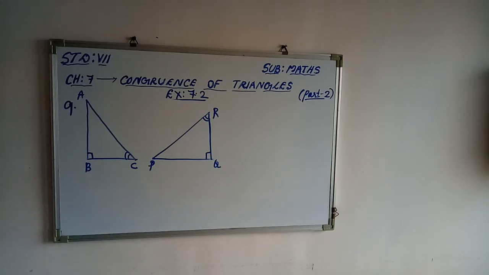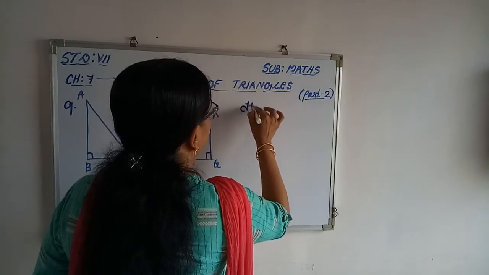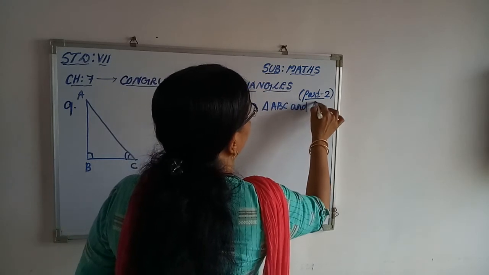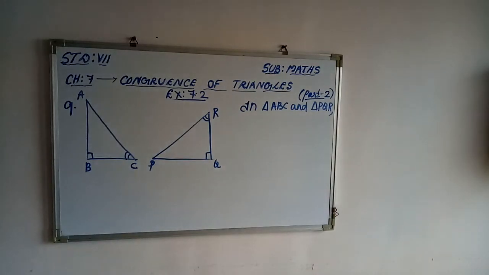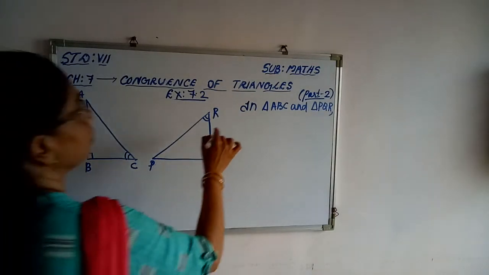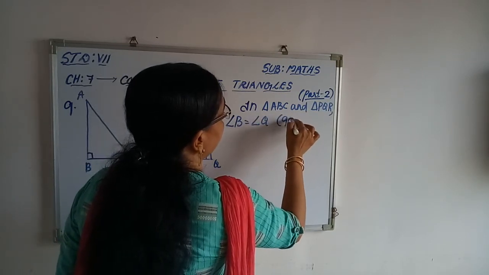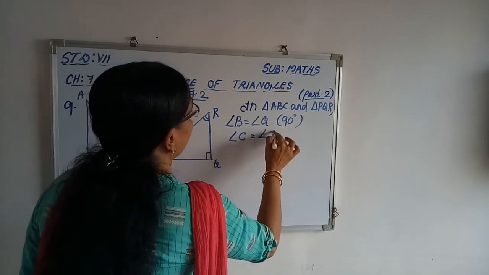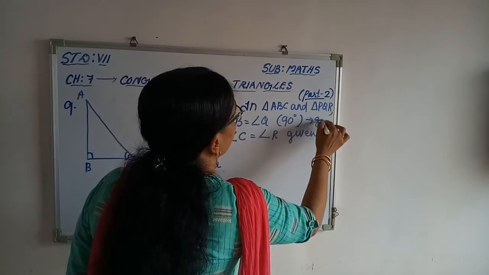So we can see what is given here in triangle ABC and triangle PQR. What is given? Angle B is equal to angle Q, each 90 degrees. It is given. Then angle C is equal to angle R. It is given. This is also given.